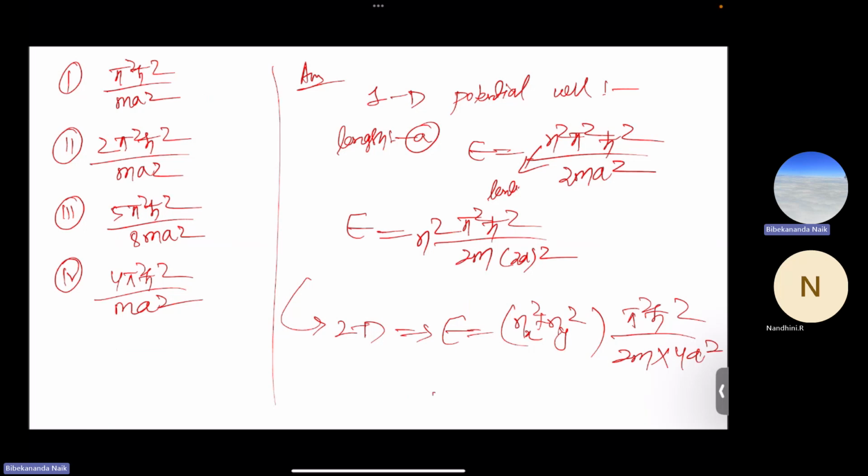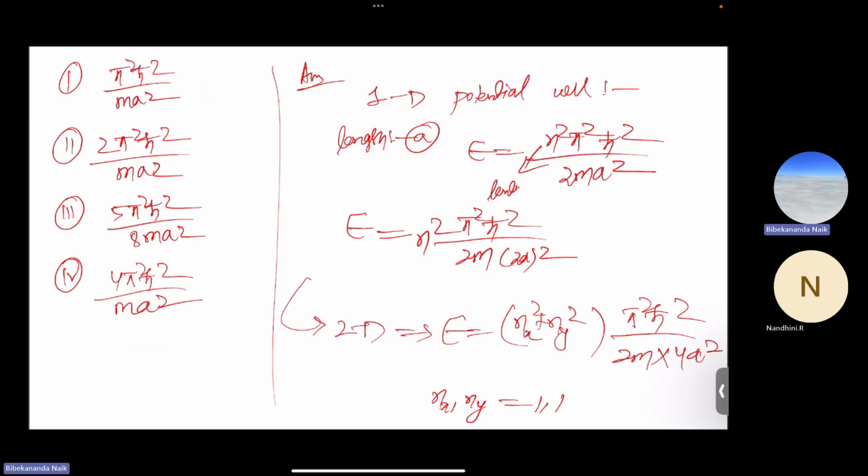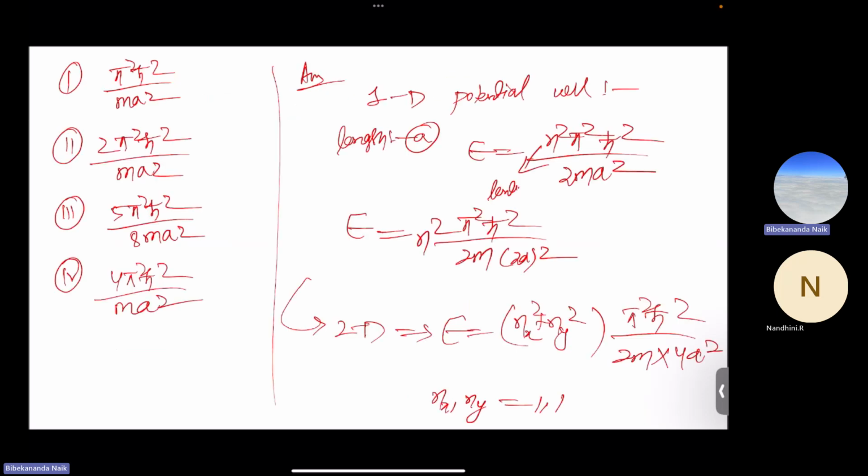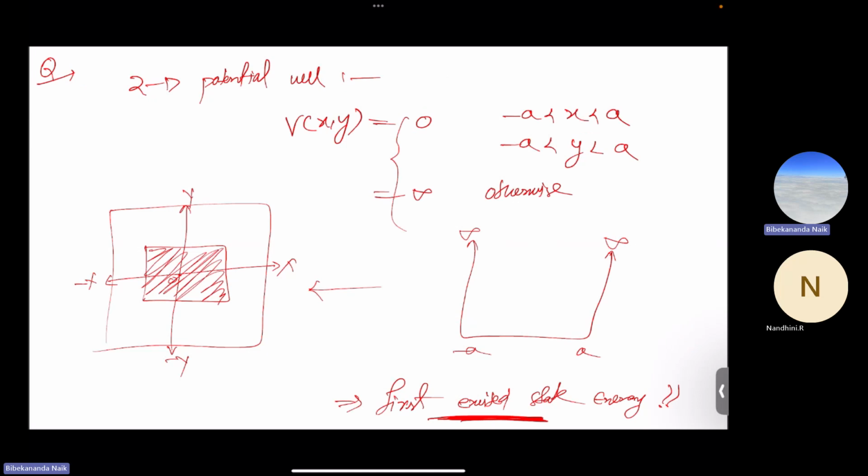Now you see, we know the minimum value of nx and ny is 1 for the two-dimensional potential well. So now, putting in the values, what will be the energy value? The initial value of energy will be 2 pi square h cross square by 8 m a square. So this is the ground state energy. Now, according to the question, we need to find out the first excited state energy.